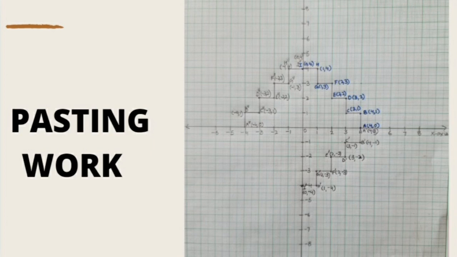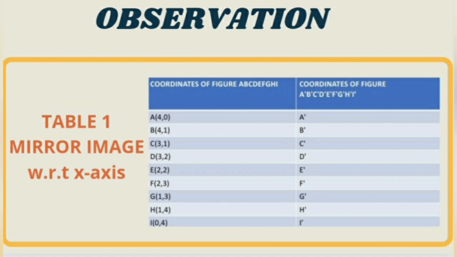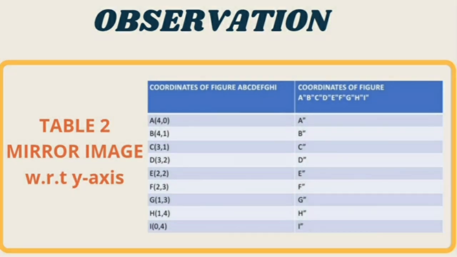Now for the pasting work, you will perform this activity on the graph paper and paste it in the space provided. You will also be completing the observation table when you are finding the mirror image with respect to the x-axis, and then when you are finding the mirror image with respect to the y-axis.